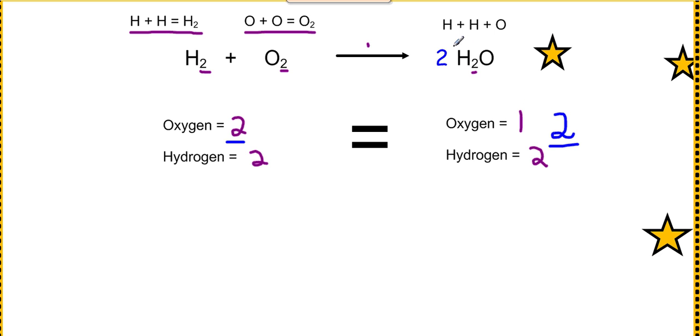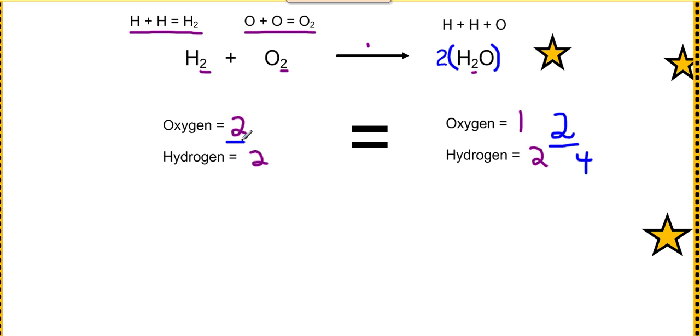However, this 2, like I said, applies to the whole molecule. It's almost like there's parentheses there. So 2 times the hydrogen and 2 times the oxygen. So this 2 means 2 times hydrogen, but there are already 2. So that's really 2 times 2. And so in the end, we have 4 on this side.